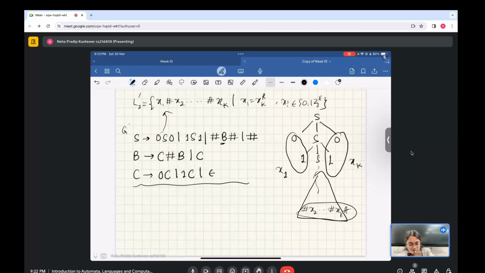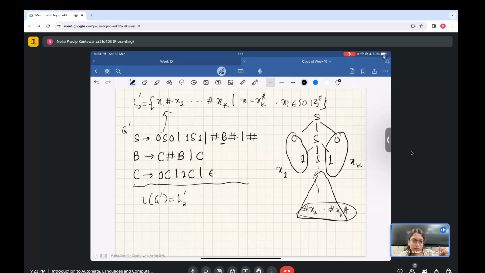If I call this G', then the language of G' is nothing but L2', because like we said earlier, if you do 0S0 or 1S1, then you get a string x1 here, and you get its reversal xk here. If you go with #B#, then you will have # followed by a B followed by a #. And what does B do? This B is going to generate all the blocks in between. So this C followed by more blocks and as many blocks as we want. So that is basically the grammar for L2'.